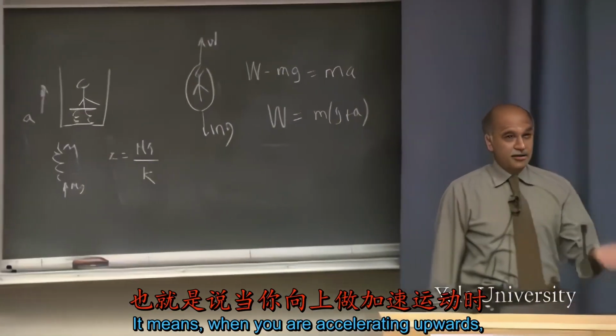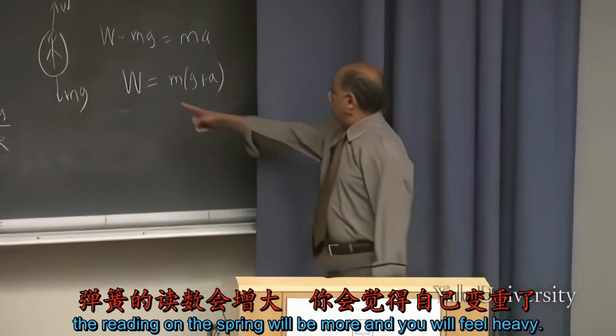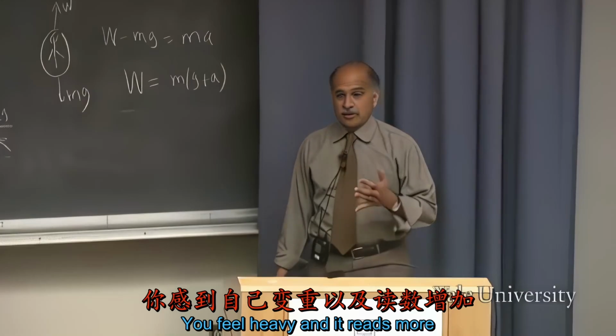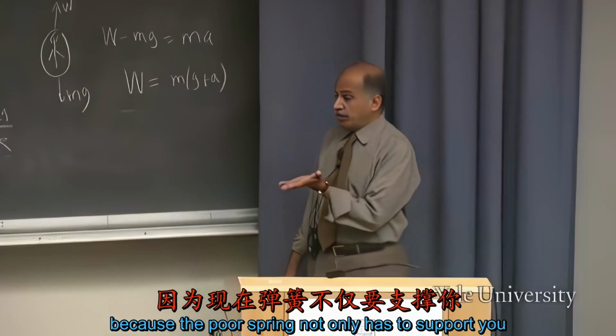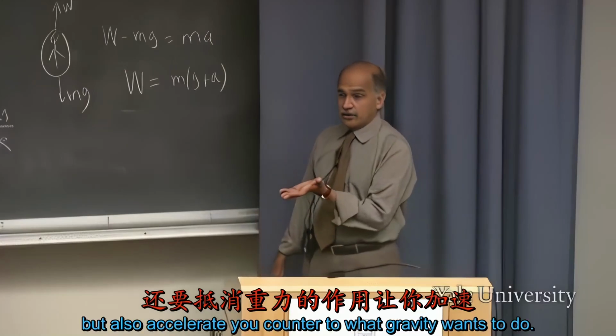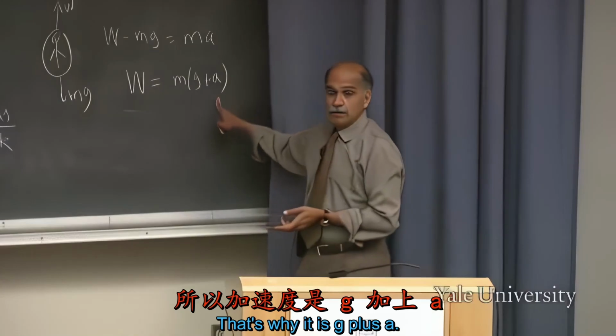That means when you're accelerating upwards, as the elevator picks up speed, the reading on the spring will be more, and you will feel heavy. You feel heavy and it reads more because the poor spring not only has to support you from falling through the floor, but also accelerate you counter to what gravity wants to do. That's why it is g plus a.